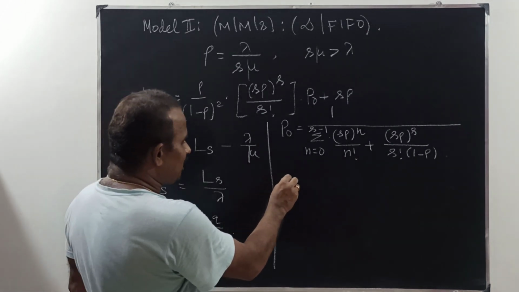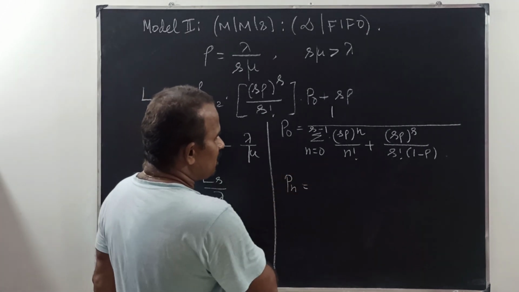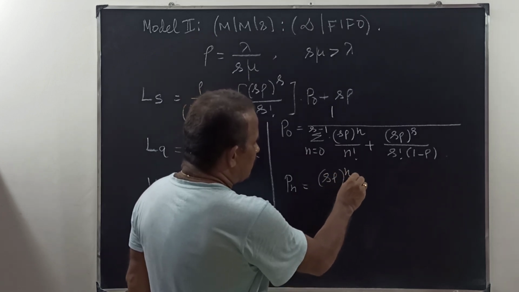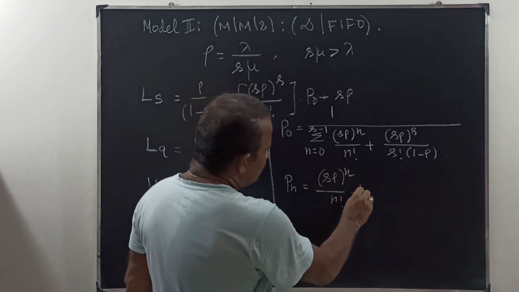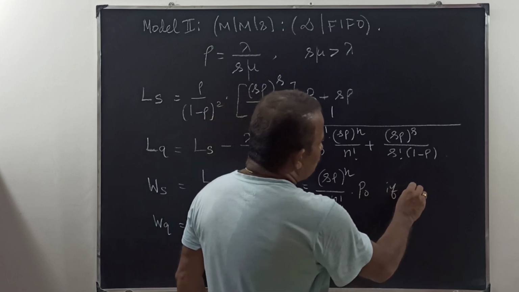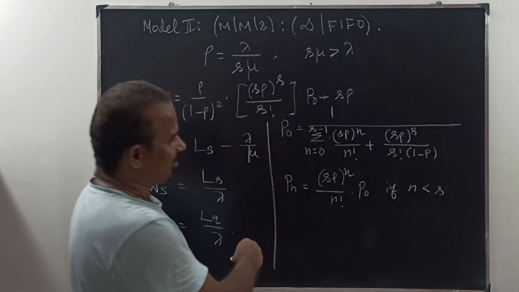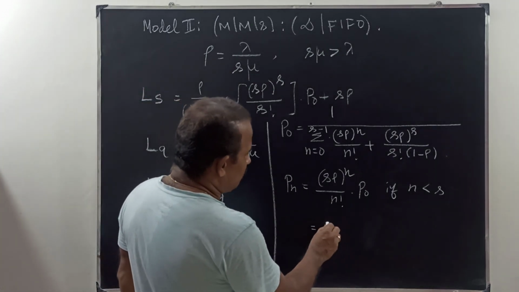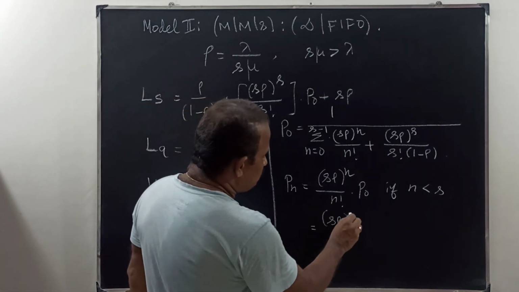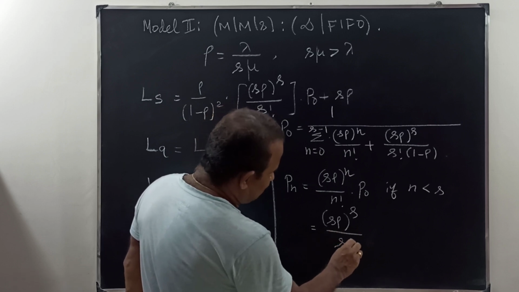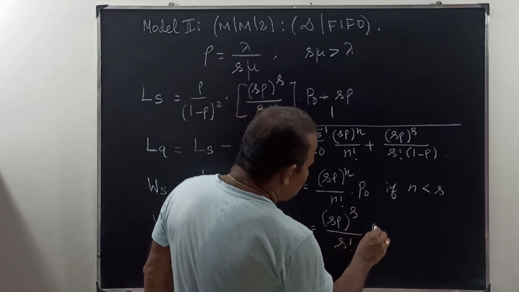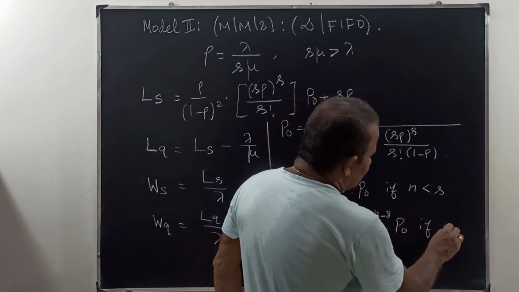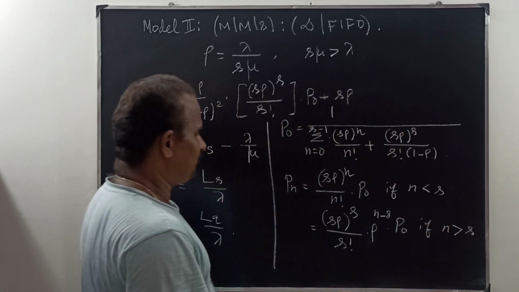Similarly, Pn is equal to (S rho) the whole power n divided by n factorial into P naught, if n is less than S. And again Pn is equal to (S rho) the whole power S divided by S factorial into rho power (n minus S) into P naught, if n is greater than S.